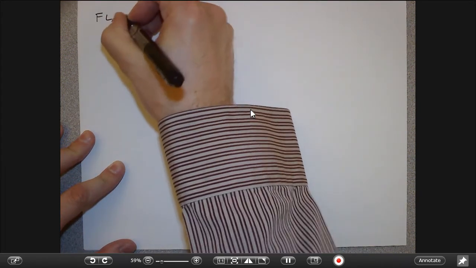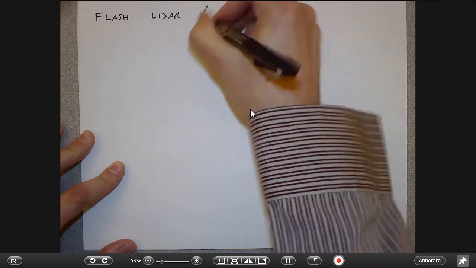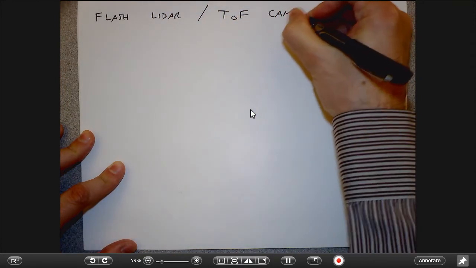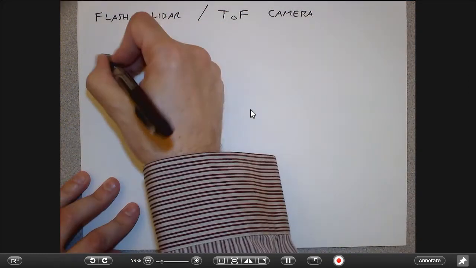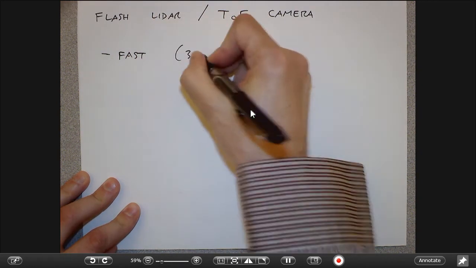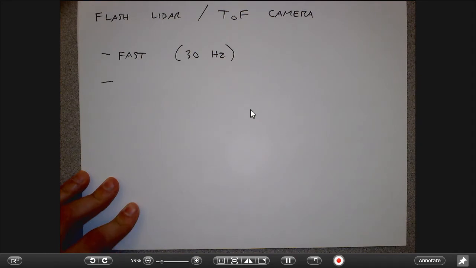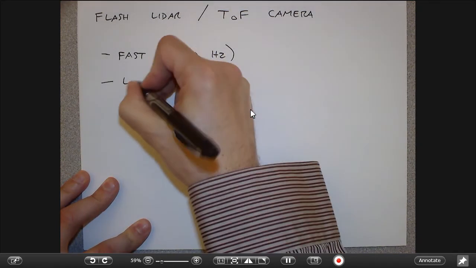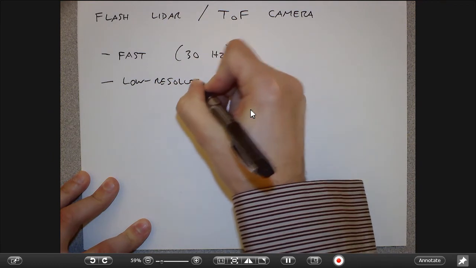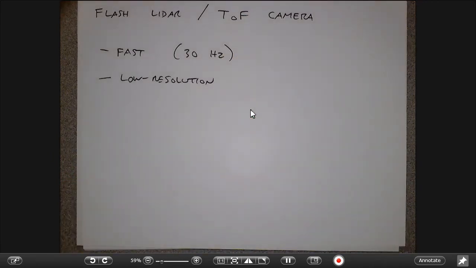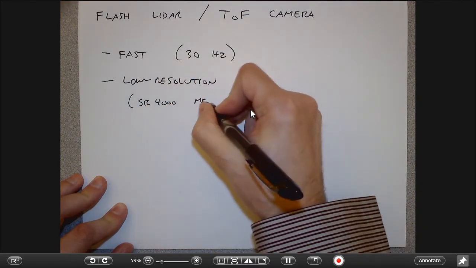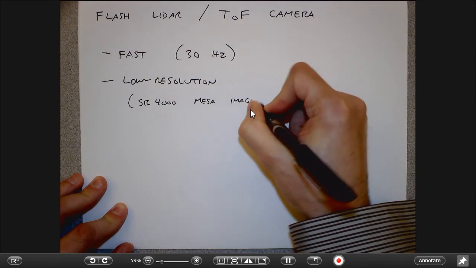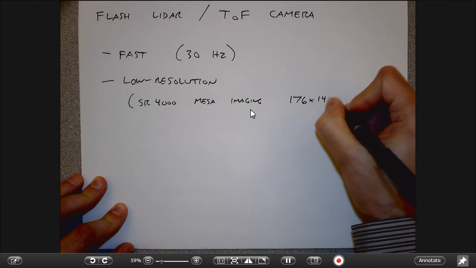So the third kind of modality, sometimes you hear this called flash LiDAR, and sometimes a TOF camera. Again, these are usually fast, I would say about 30 hertz frame rates. They're usually low resolution. I don't know if I have it in the book here. Yes, this was an SR4000 sensor from Mesa Imaging, and that was a 176 by 144 image.